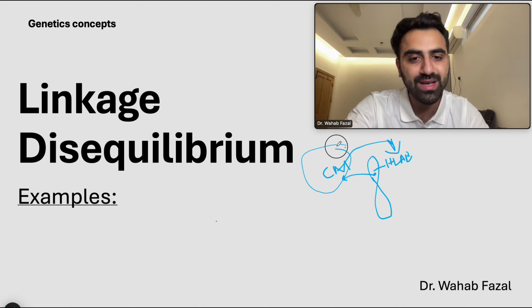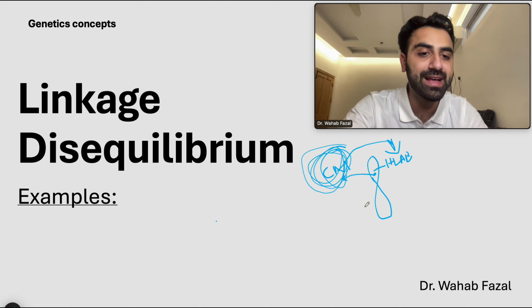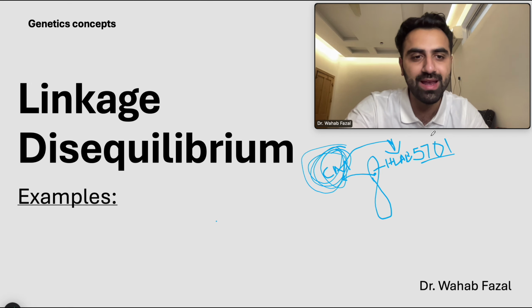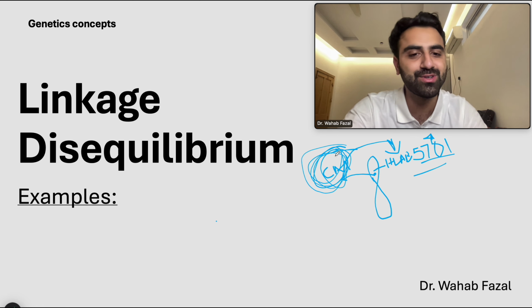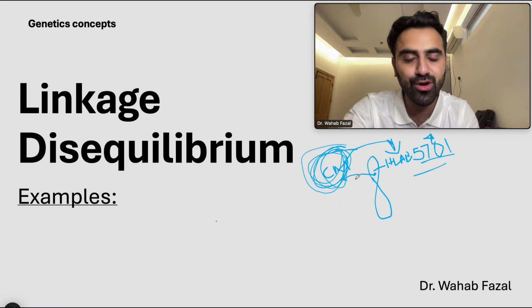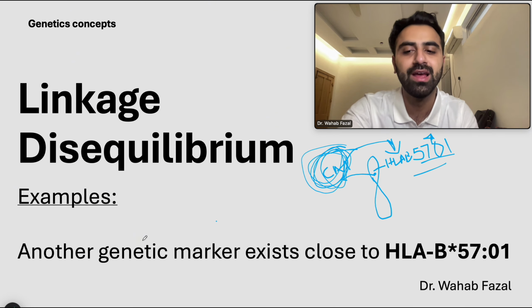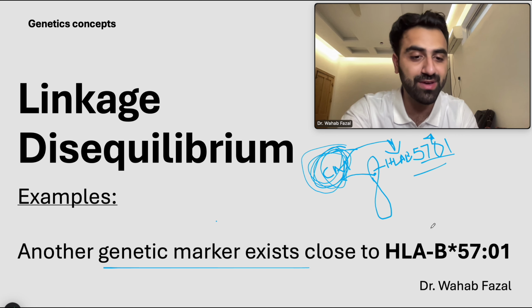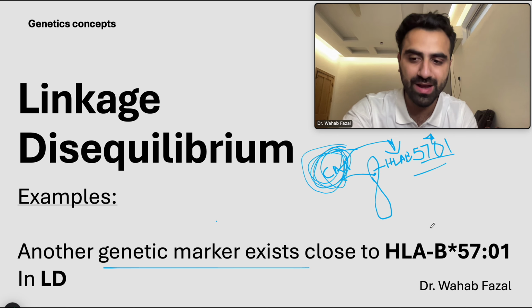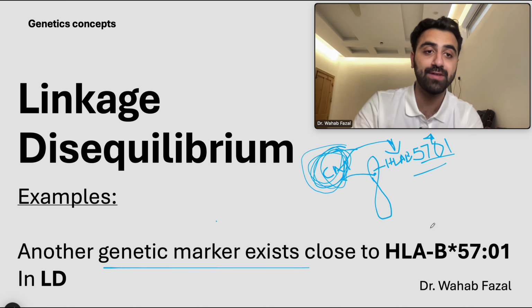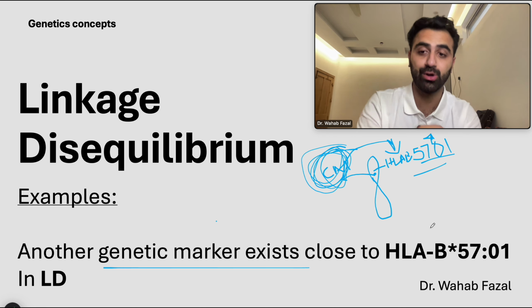Therefore, what we can do is that we can just test for this clinical marker, and most of the time all of these people will have this HLA-B5701 abacavir hypersensitivity gene right here. So we just test for this clinical marker, and more likely than not they will have that particular gene, so we don't give this patient abacavir. So another genetic marker which exists very close to HLA-B5701, we just test for that. It's a very interesting use of the concept of linkage disequilibrium.